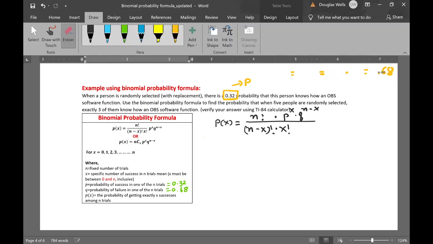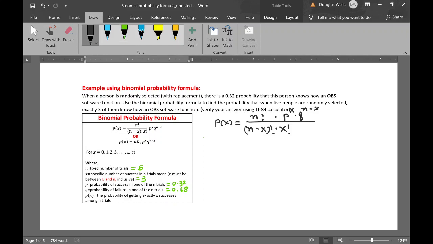Moving forward, reading the question, it says use the binomial probability formula, which I already have written here, to find the probability that when 5 people are randomly selected, exactly 3 of them. So 5 is our fixed number of trials. And we're choosing exactly 3. That is a specific number of successes from our n trials. So our x is 3. So we have all the values and we're going to plug them in here.